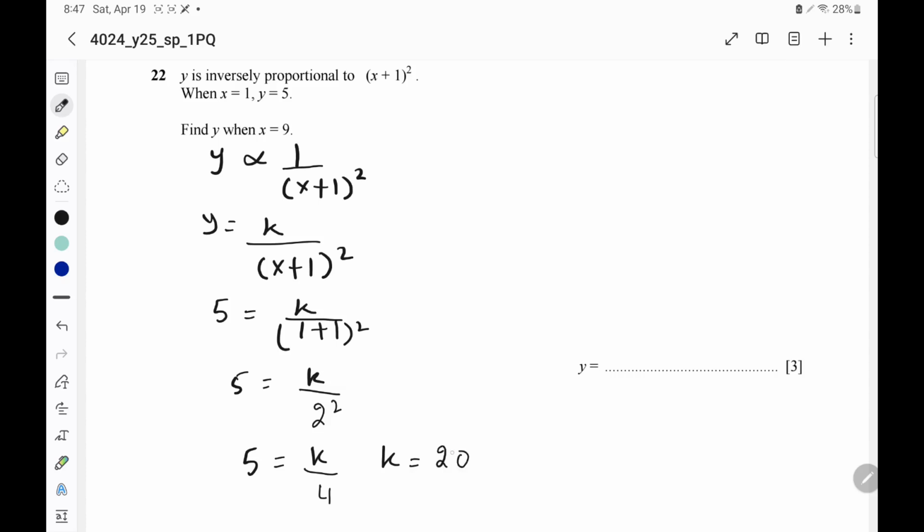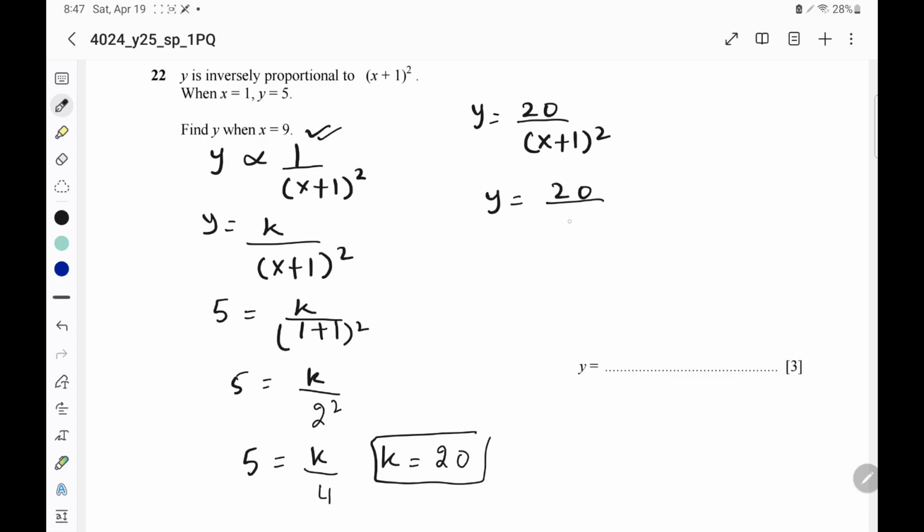Okay, substitute here. y is equal to k upon x plus 1 whole square, so 20 upon x plus 1 whole square. Find the value of y when x is equal to 9. 9 plus 1 whole square will be equal to 10 square, and 10 square is 100, and cancel 20 over 100 gives 1 over 5. That is the answer for this part.